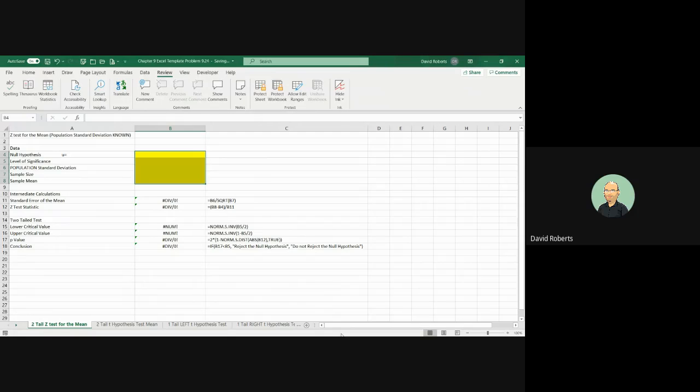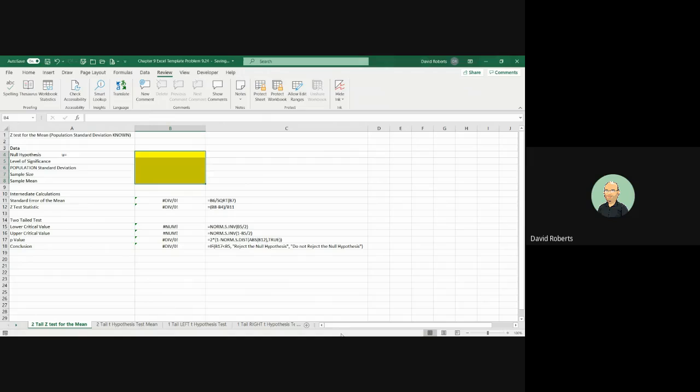I didn't create separate spreadsheets. I did create separate sheets within one workbook, so I didn't create separate workbooks. This way you can go back and forth between them much more easily than having to load a separate workbook. But the first step you should do when you're reading the question is determine: is it a population? Is it a sample? That's the first step that you should take.